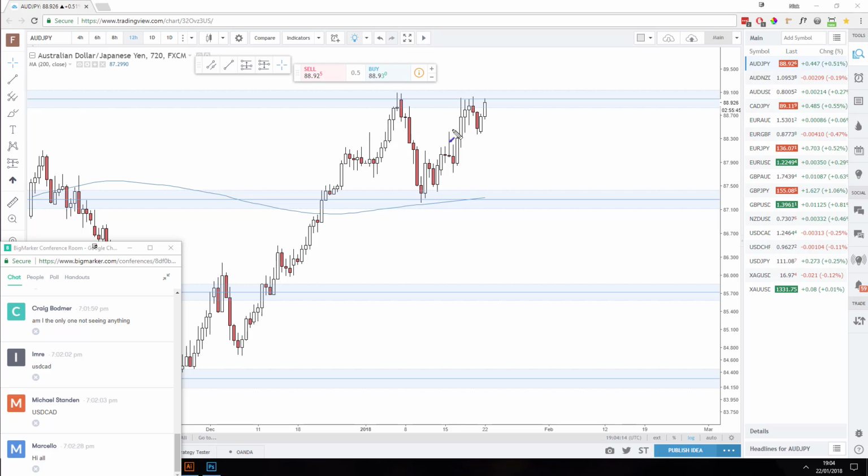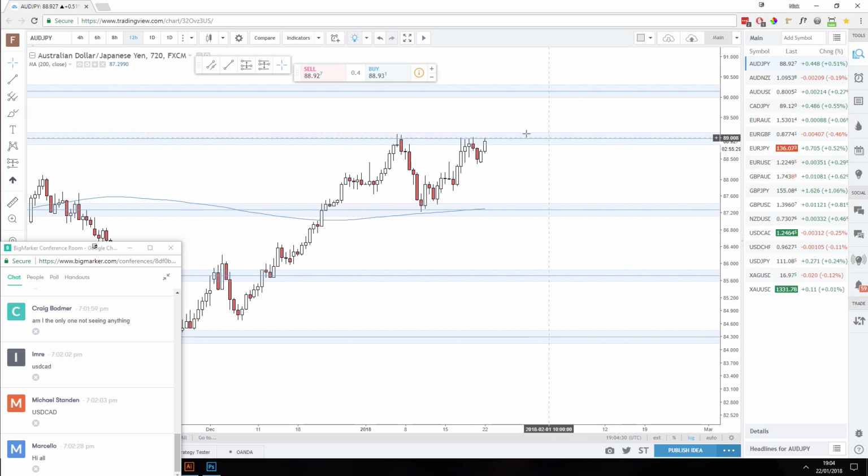Ideally, what I want to see with this pair is for it to break above this resistance area, come back down, and then give us a nice continuation. I want it to essentially break above resistance, retest it as support, and then continue in a bullish direction. But right now, there's nothing that I really want to trade here.